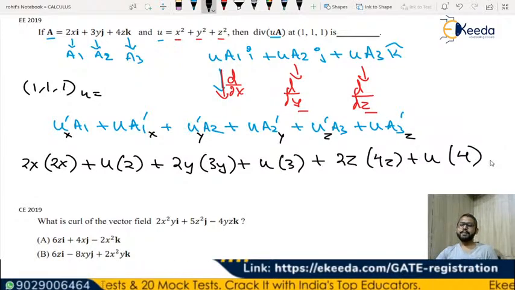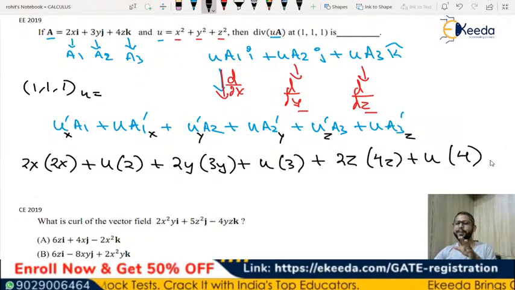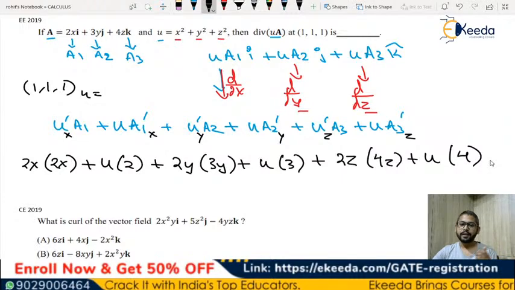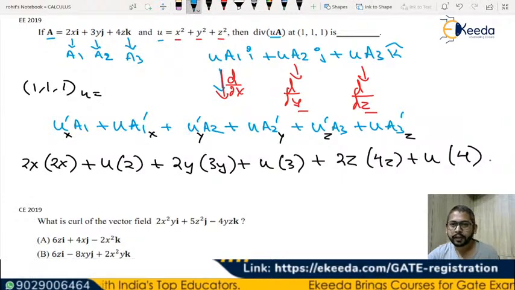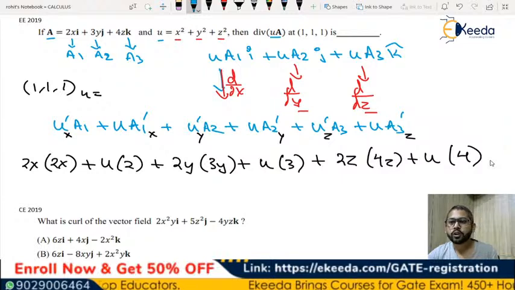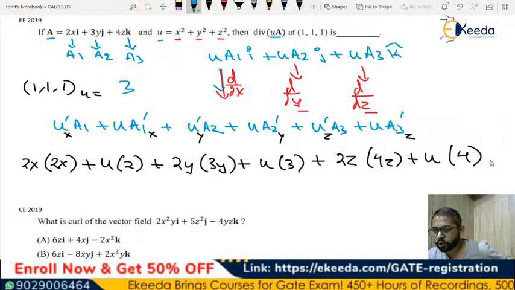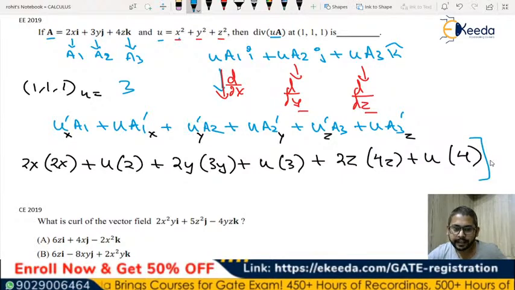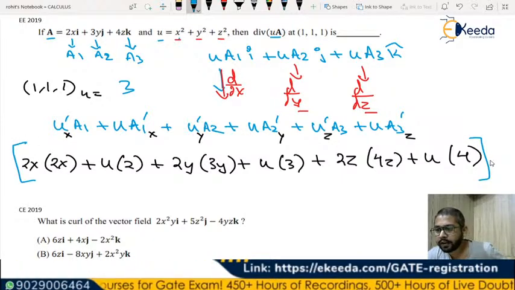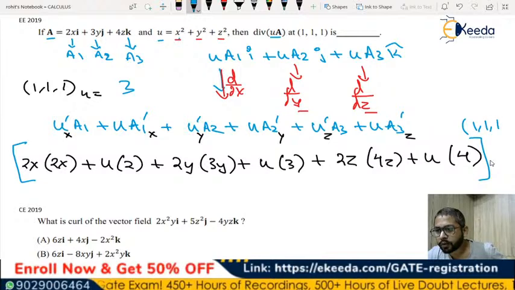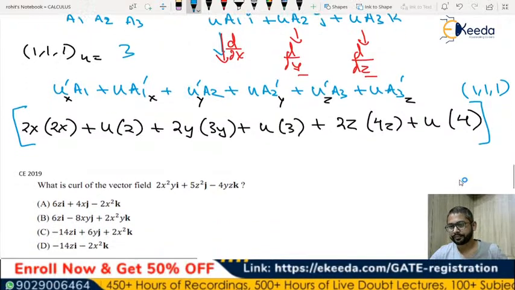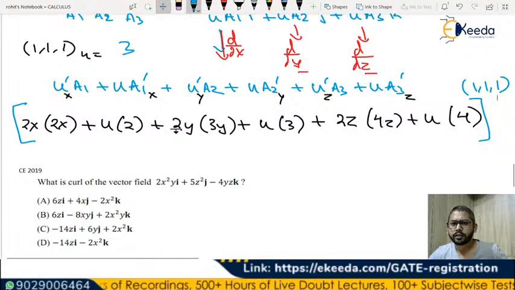Right? I'm just spending more time so that you will have to spend less time afterwards, and you'll be very clear. Now I want one more thing. What is u at the place of 1, 1, 1? So at 1, 1, 1, it will be 3. Now all you have to do for this case is put the value of 1 comma 1 comma 1. That's it. Do this. Now it is not so difficult.